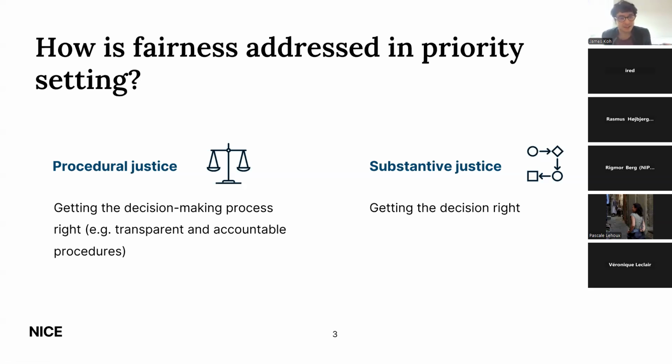Back to first principles, really. I want to go right back to the very beginning of how we get to a point of considering fairness and health inequalities in decision making. There are two main ways in which you could address concerns for justice in health resource allocation priority setting. First is procedural justice. So that's a case of making sure that all of your methods and processes are transparent and have accountable procedures underlying them. The second is substantive justice, which is about making sure that you've achieved the right decision.